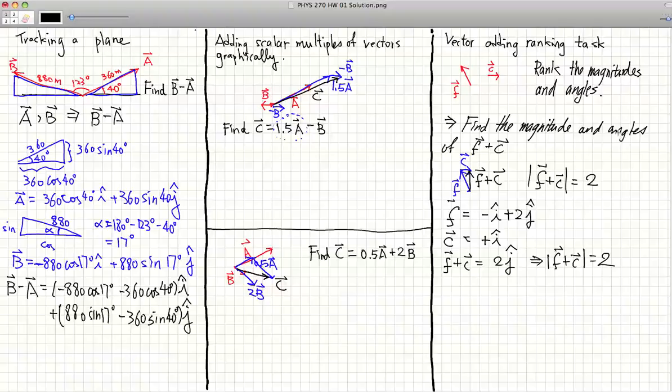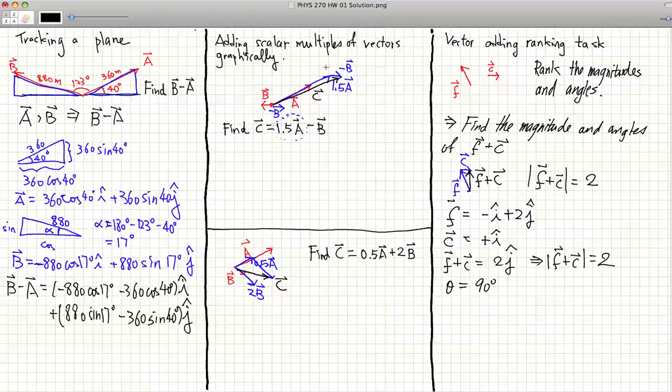As for the angle, from the picture it's very clear what the angle is. The angle that it makes with the horizontal, since F plus C points vertically, the theta associated with it is exactly 90 degrees. For all the other cases, how you find the angle is pretty standard. If you don't know how to find the angle of a vector, I'll refer you back to the video that I made earlier about calculating angles of vectors. Once you get the angles of different vectors, then again you can rank them quite easily.